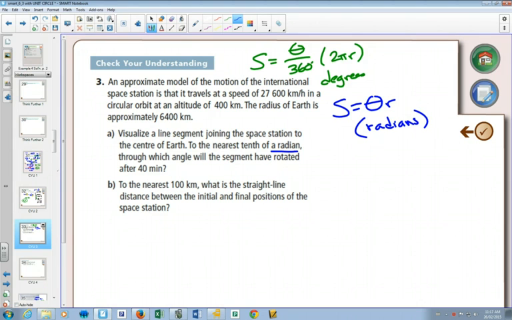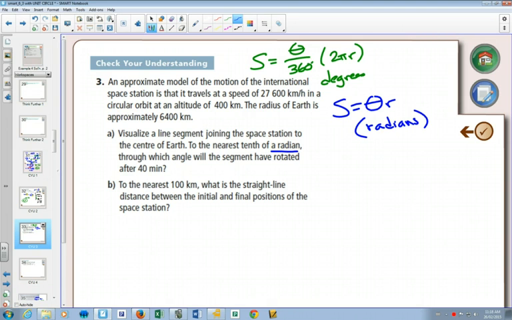But first of all, before we get into that, let's understand what this question is asking. Okay? We've got a space station traveling in a circular orbit around the Earth at a certain speed, 27,600 kilometers per hour. Its altitude is 400 kilometers. The radius of the Earth is 6,400.